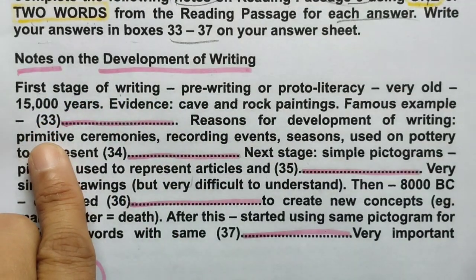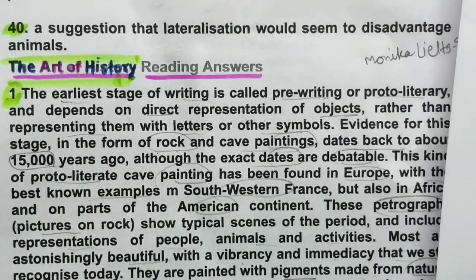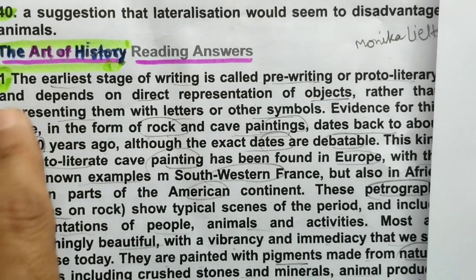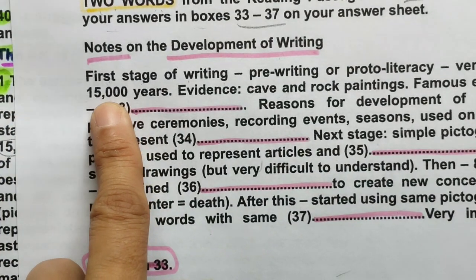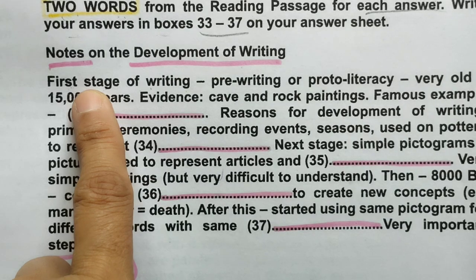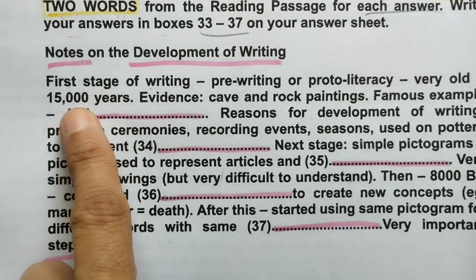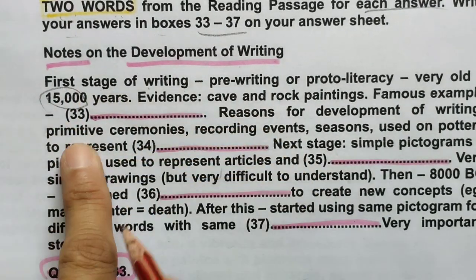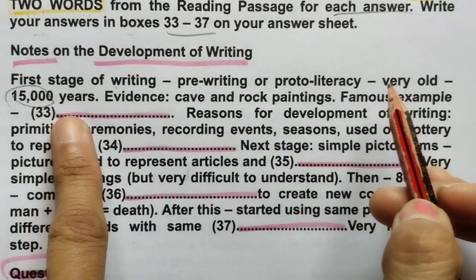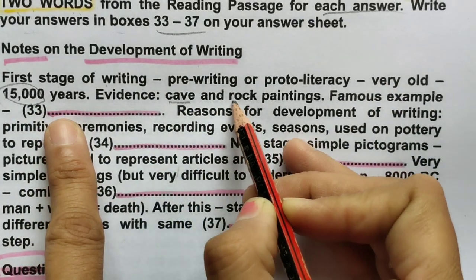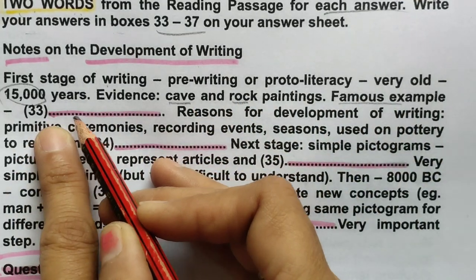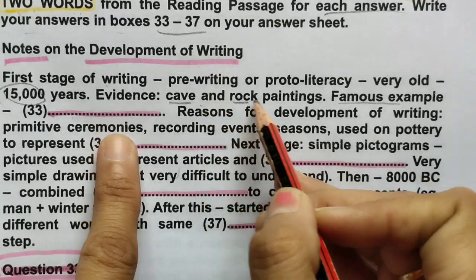We have already read this paragraph. The earliest stage is given in the first paragraph, but I will look for the keyword that is easy to locate. These are not easy to locate; in fact, the numerical figure is easy to locate. So I will try to find 15,000 years, and then we will find rock painting and caves and famous example. So this is our first fill in the blanks. Let's find 15,000, cave and rock.